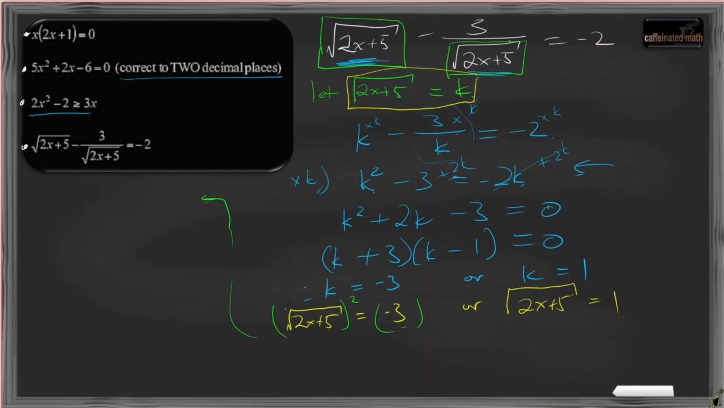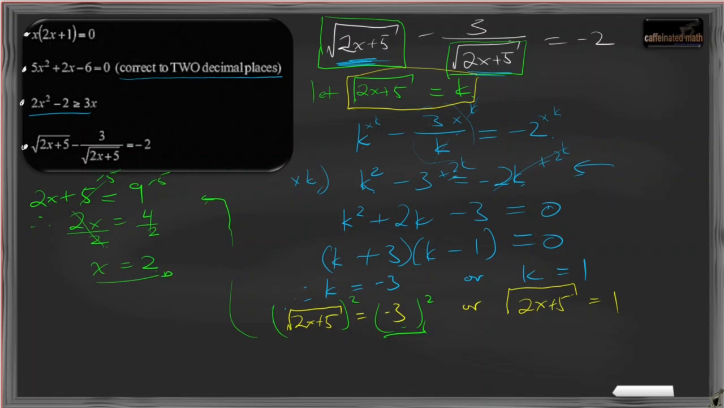So the square root of 2x plus 5 just undoes the square root. So we'll have 2x plus 5, and then -3 all squared is 9. So subtract 5 from both sides. We'll have 2x being equal to 9 minus 5, which is 4. Divide both sides by 2, and we'll have x being equal to 2, of course.